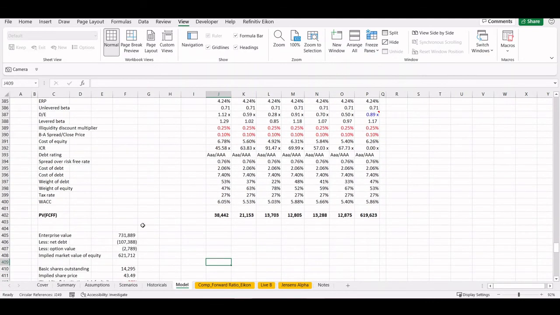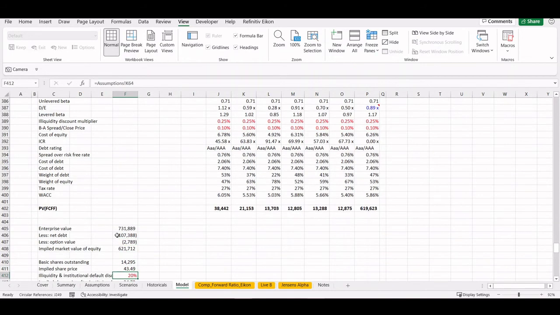So considering these discounts, we can come up with an enterprise value, or the value of the operating assets, at $731 million. We take out net debt, we take out options. The value of the options is done through a Black-Scholes model, looking at the risk-free rate, the term of the option, which is about 6 years, and the volatility of the stock, which is about 93%, and it was quite high due to the pandemic. And we come up with an implied market value of equity of $621 million, which gives us the $43 implied equity value per share.